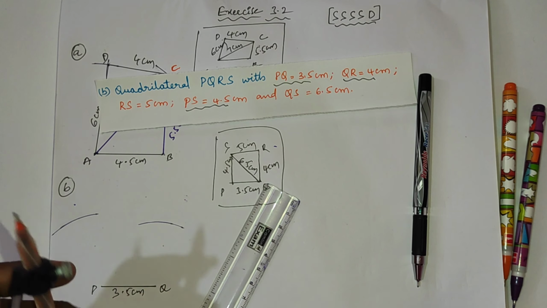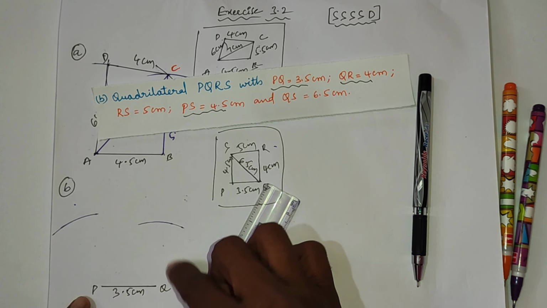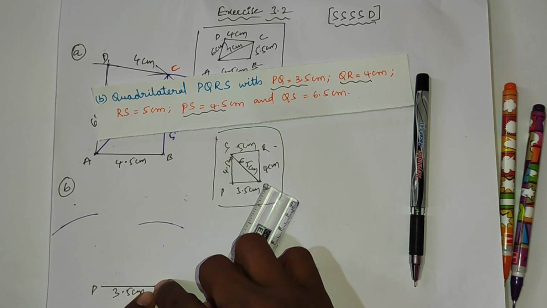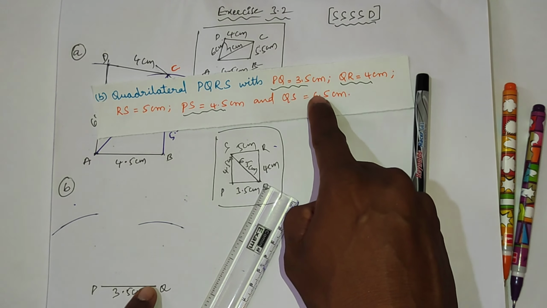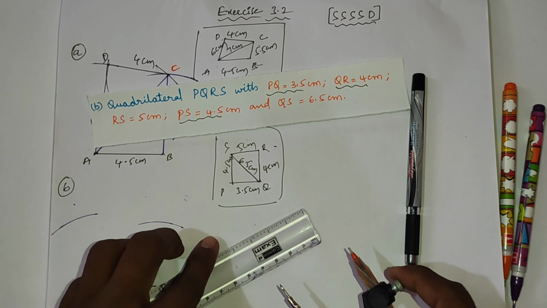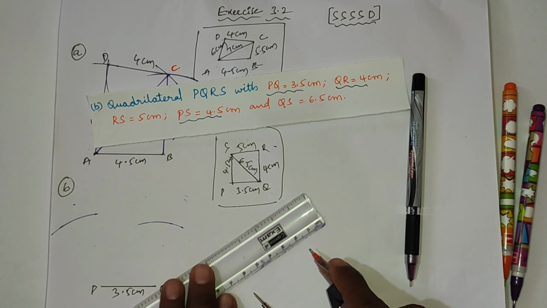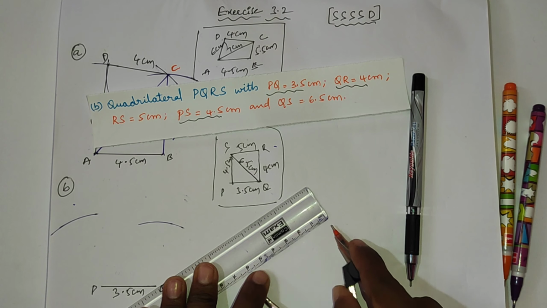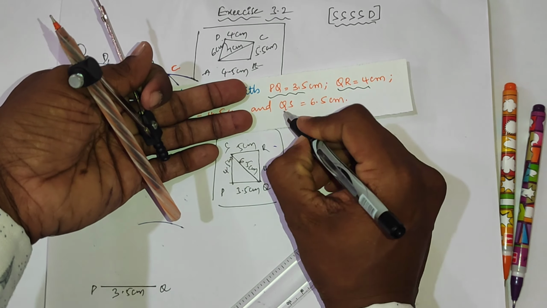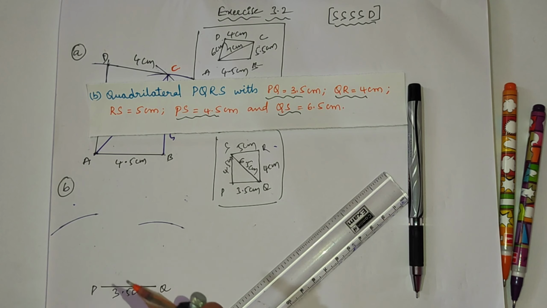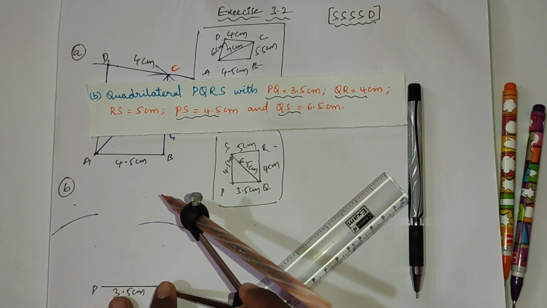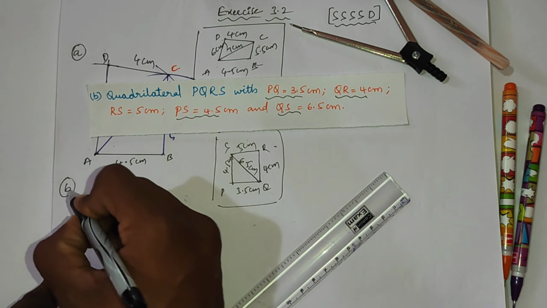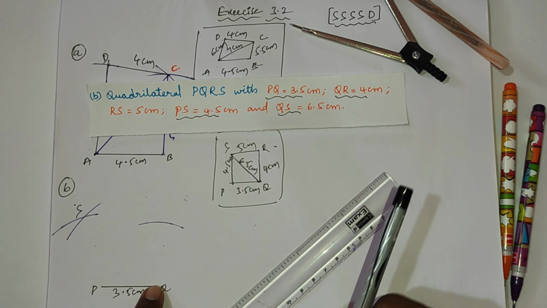Okay. Now, what is the diagonal here? Q to S. P, Q, R and S. So the Q to S diagonal we have to draw. That means taking Q as center, we have to cut this arc. So what is the radius given as? 6.5 centimeters. Measure 6.5 centimeters radius first. Okay. Now taking Q as a center, I am cutting at S. Yes, we got the intersecting point. So this is S, nothing but the diagonal. We got the diagonal.